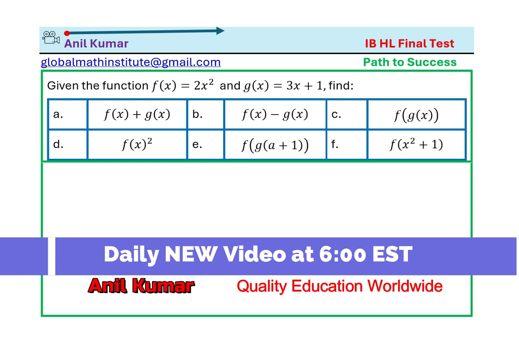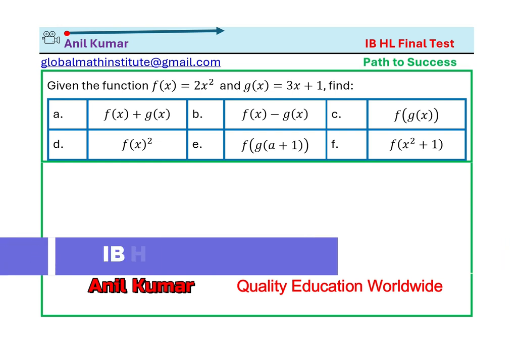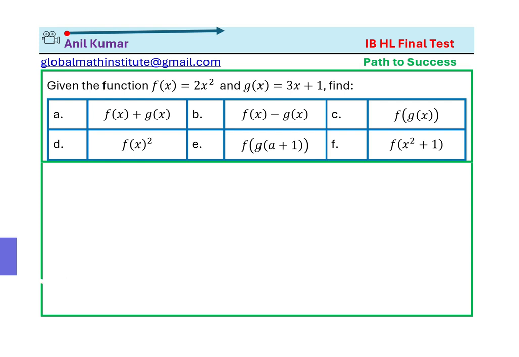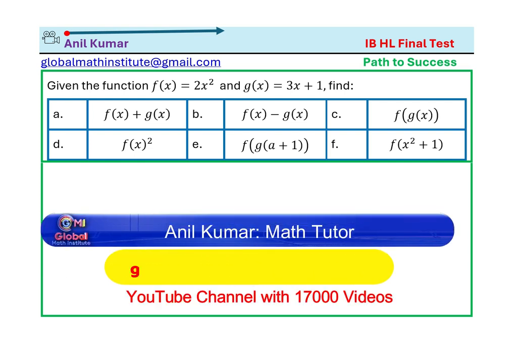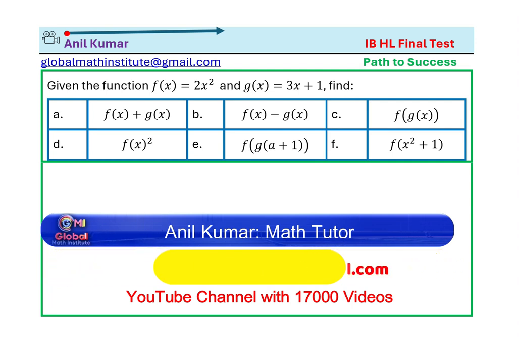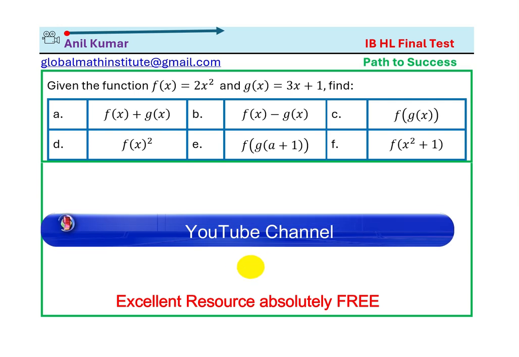Here is a request from one of our subscribers who wants to understand concepts about combination of function and function of function. We'll take up f of x equals 2x squared and g of x equals 3x plus 1 as two different functions with their combinations and compositions. We'll also understand what is the difference between the two, composition and combination.